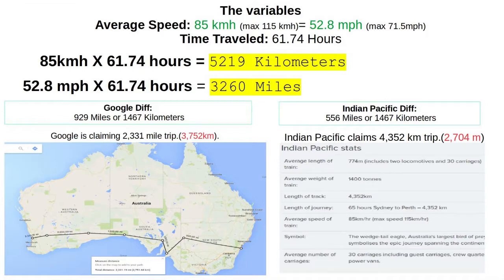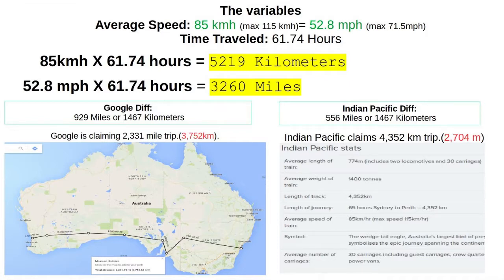Now, just to give you an example, 556 miles would be half of California on a north-south orientation. So it's a big chunk of land. Now, there are those that might claim the track is longer because it has to wind. Listen, 52 miles per hour is not only acceptable, but like I said, for a passenger train, probably slightly on the lower side.